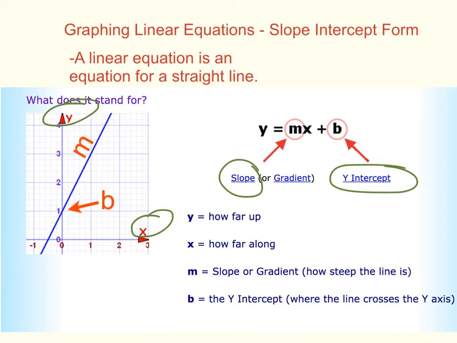So if we look at the line, we can see from here we are going up 2 and over 1. So this means that our slope must be 2. The b, which is the y-intercept, is where the line crosses the y-axis. So you can see here that the line is crossing the y-axis at 1, just right there.